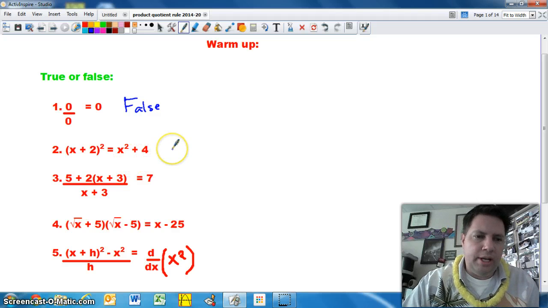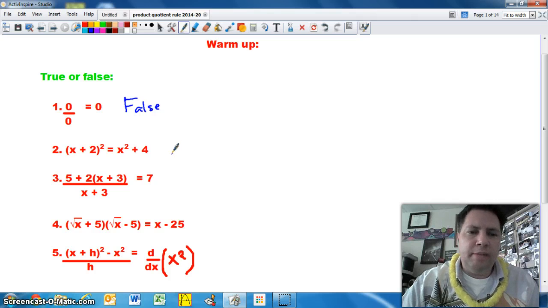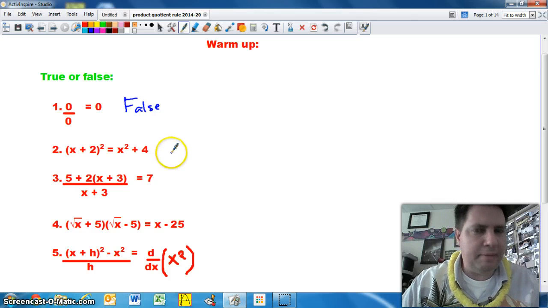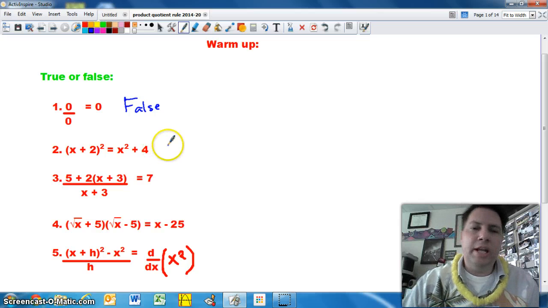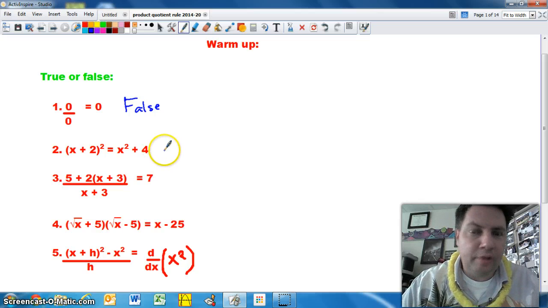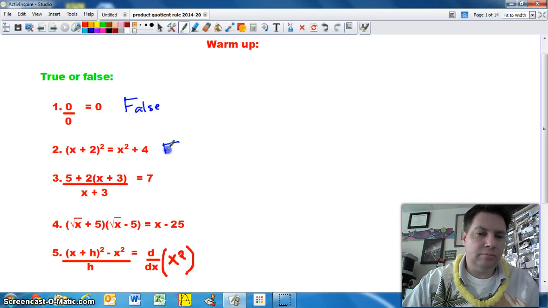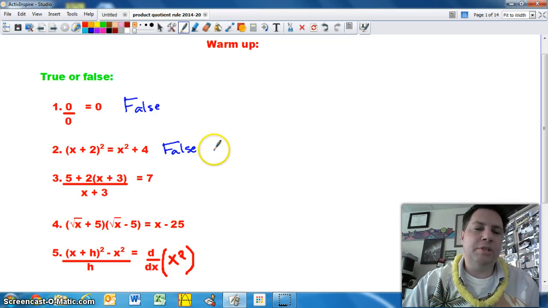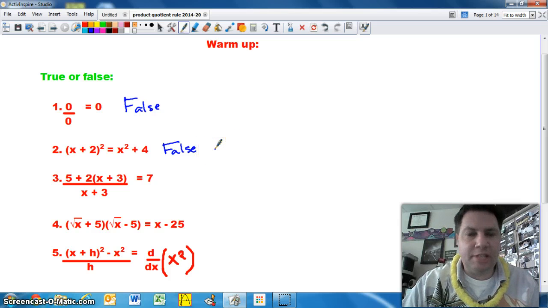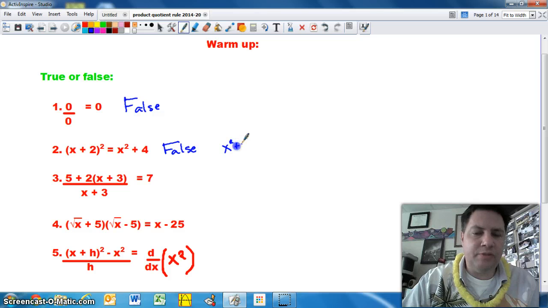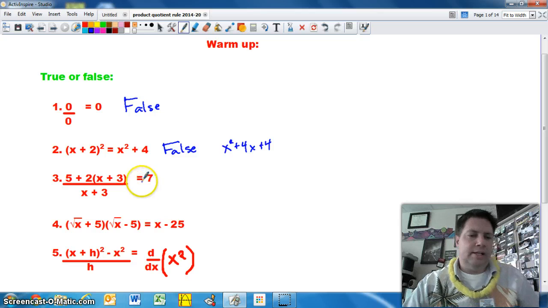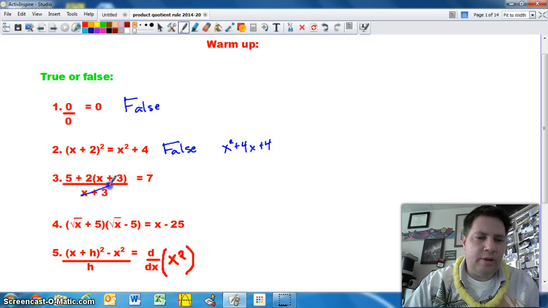Number 2, x plus 2 quantity squared equals x squared plus 4. Miss Allen, you can pause it if y'all want to discuss this and come up with a conclusion, or I'll give you the answer coming up right now. x plus 2 squared is x plus 2 times x plus 2, which will be x squared plus 4x plus 4. And this one, okay, so bam, bam, and we get 5 plus 2 equals 7.